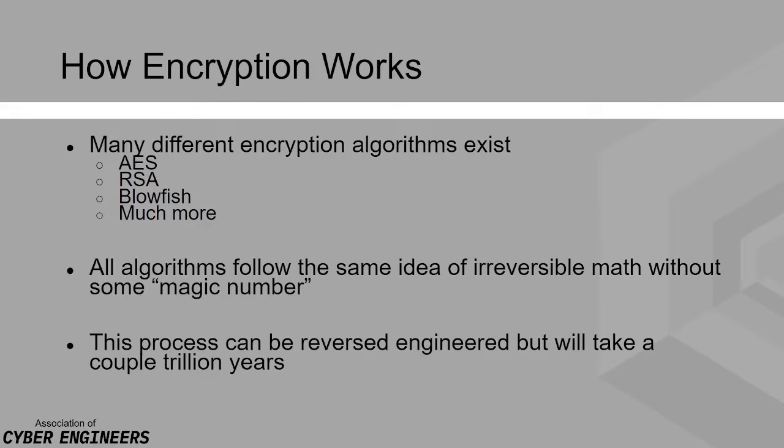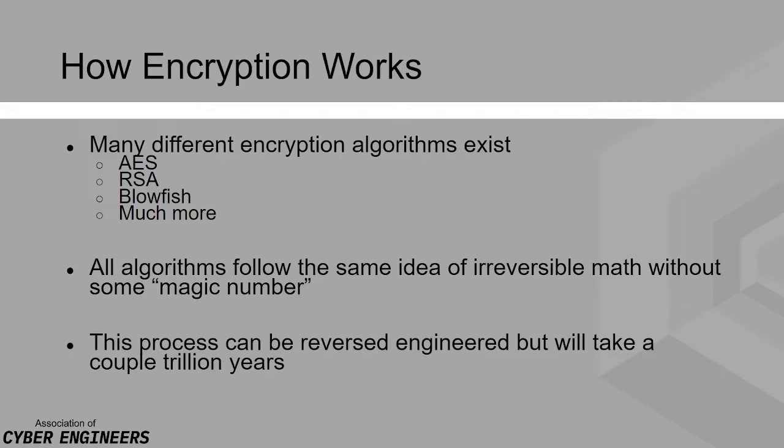But essentially all these algorithms follow the same idea of this irreversible math without knowing some magic number. And what is this magic number? Essentially, they take two really large, and I mean insanely large, prime numbers, right? And then they do some weird math with it, some modulus stuff, which is irreversible. If you haven't taken discrete math yet, that's what they talk about in there. And essentially, it makes it really hard for you to reverse the process to figure out what number they used to encrypt it. It's really hard, but you can still do it.